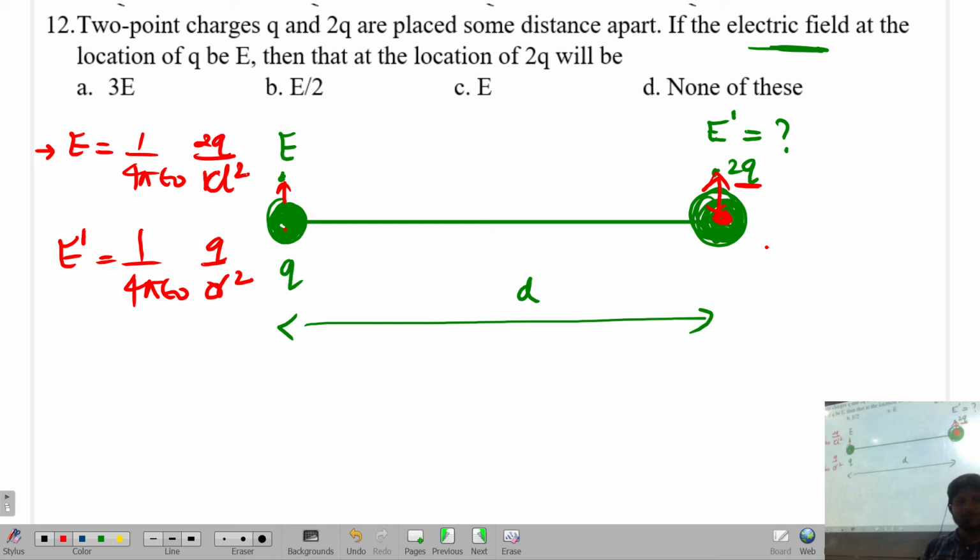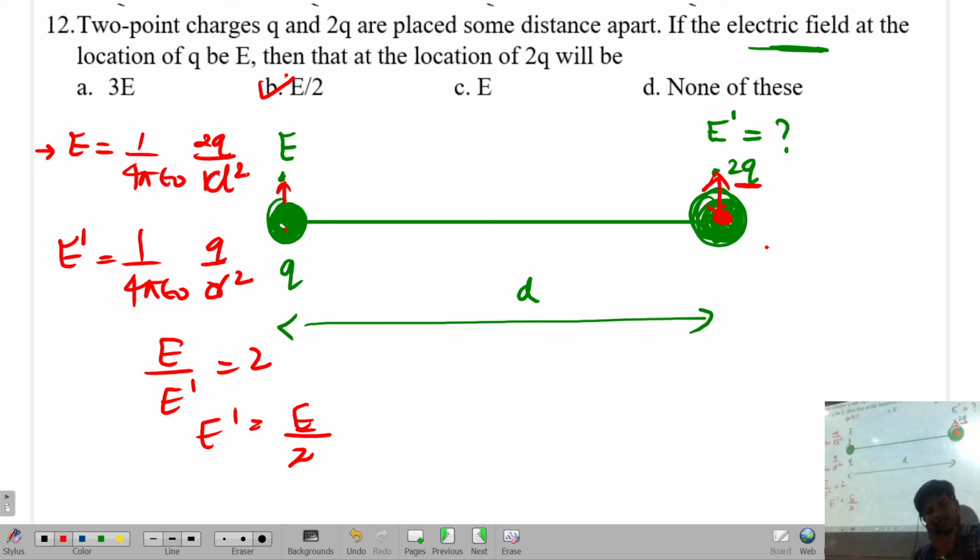Can you take the ratio of both of them? E by E prime is equal to 2. So E prime is how much? E by 2. What is the answer? E by 2. Got it or not? Write this fast.